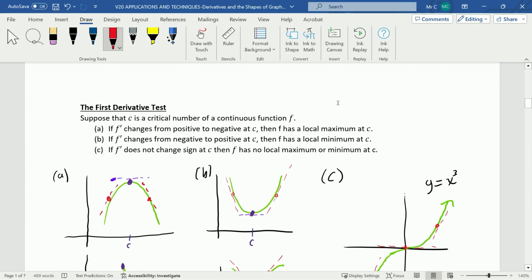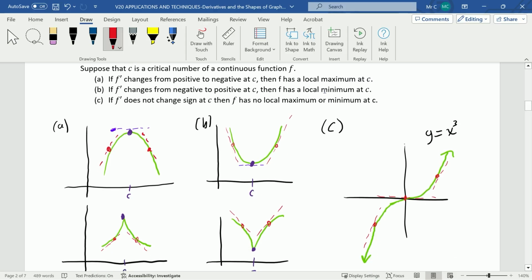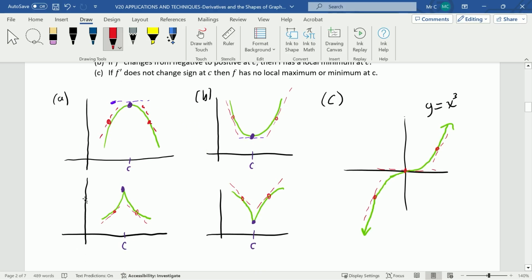Okay, moving on. So now we'll talk about the first derivative test. The first derivative test is just a test to determine whether or not a critical number corresponds to a maximum or minimum for a function, a local maximum or minimum. So recall that a critical number is a place where the derivative is either 0 or doesn't exist. So this theorem says if f prime changes from positive to negative at a critical number c, then f has a local max at c. So that's these first two cases here.